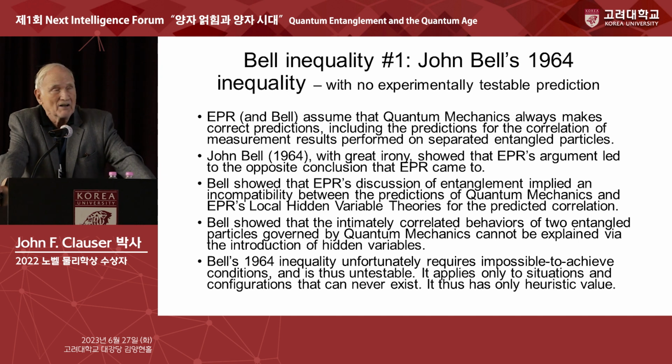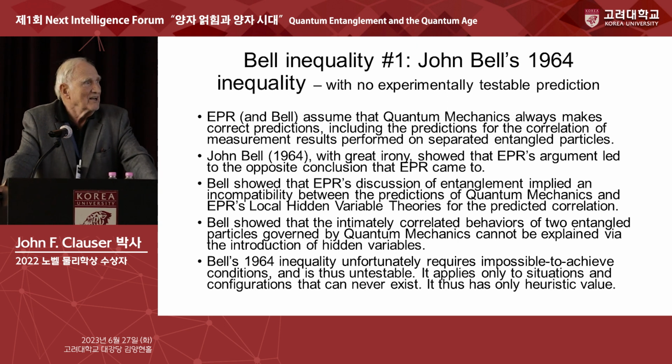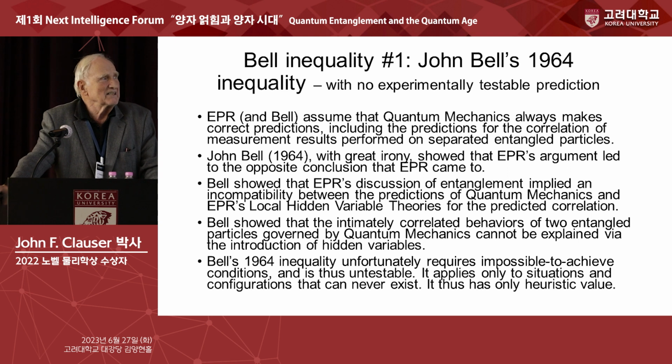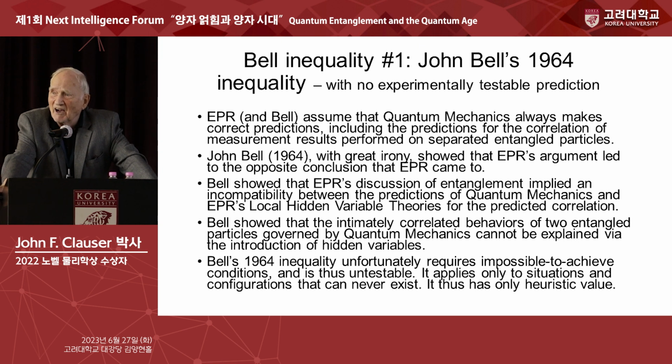Okay, so 1964, this was John Bell's first inequality. They assumed, as I said, everybody, EPR and Bell, all assumed quantum mechanics made correct predictions. Ironically, Bell's prediction produced just the opposite result. It was extreme irony. Entanglement implied an incompatibility between predictions of quantum mechanics and quantum mechanics with additional hidden variables. The intimately correlated behaviors of the two particles governed by quantum mechanics cannot be explained by the introduction of hidden variables.